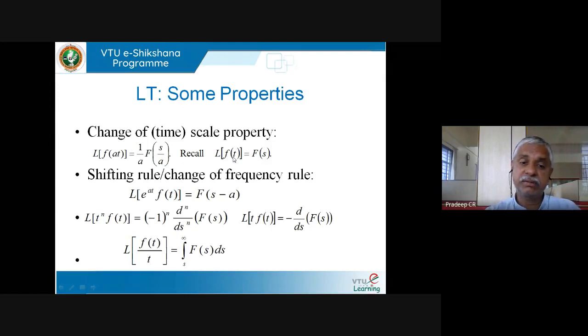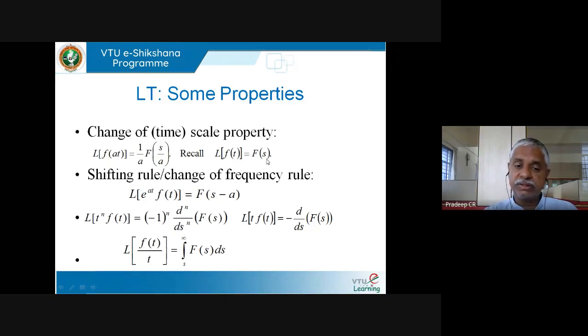So then what happens to Laplace is it is 1 by a times capital F of s by a. Remember this notation, this is very important. It's a bit confusing at times. L of small f(t) is capital F(s). If you forget your name, you cannot forget this notation. The Laplace of small f(t) is capital F(s).